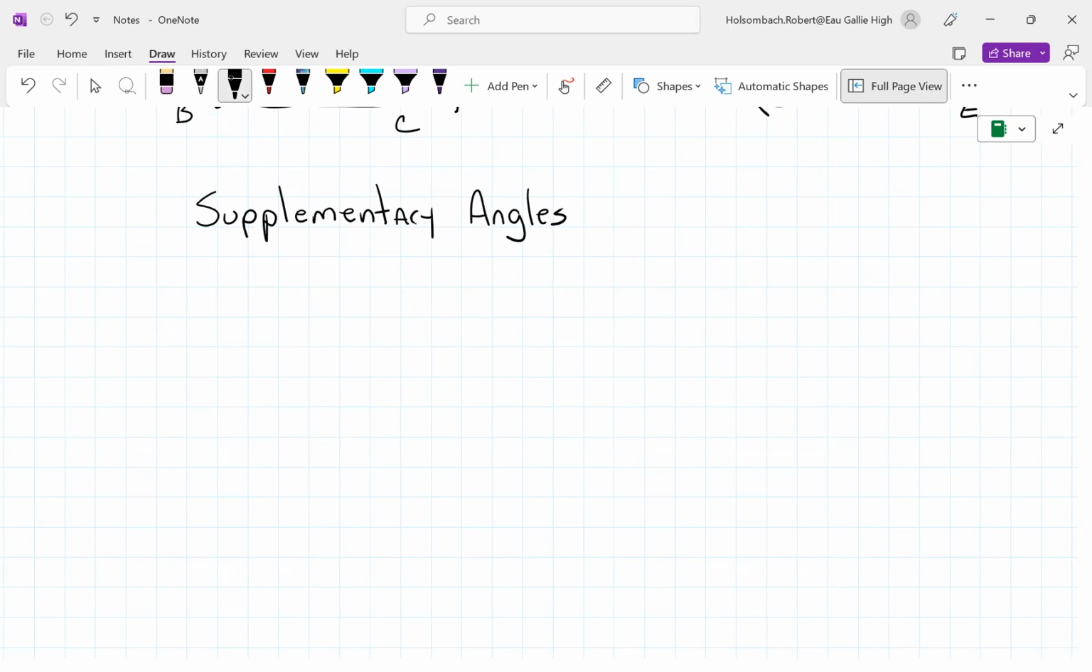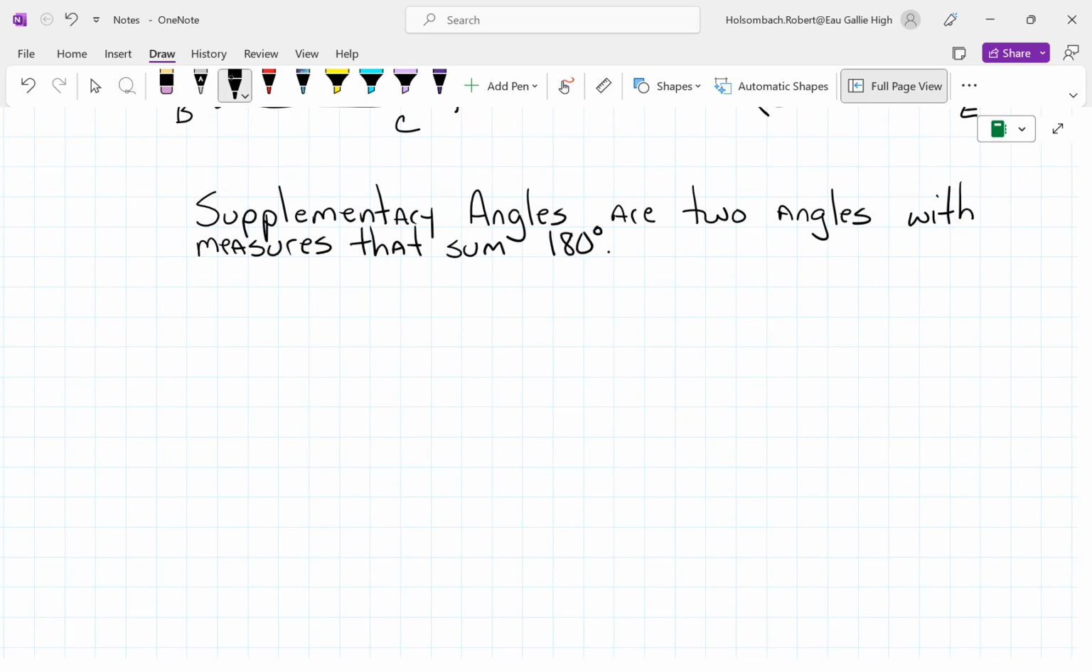Supplementary angles are two angles with measures that sum 180 degrees. Supplementary angles can be adjacent or non-adjacent.